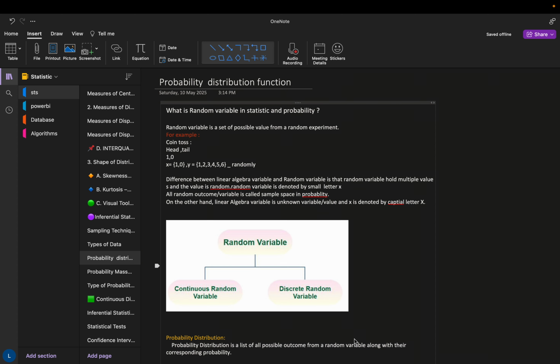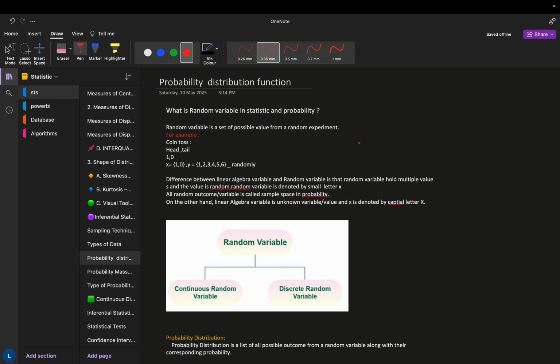So what is a random variable exactly in probability? Normally, a random variable is a set of possible outcome values from a random experiment. For example, when I toss one coin, in a coin there is one head and another is tail. So our possible outcome will be head or tail, which is denoted by x. Here it is denoted by small x.